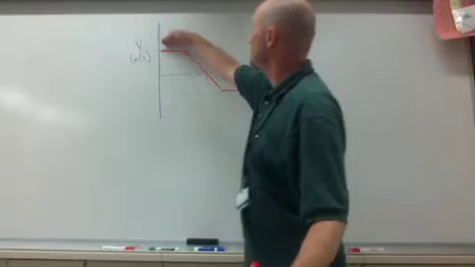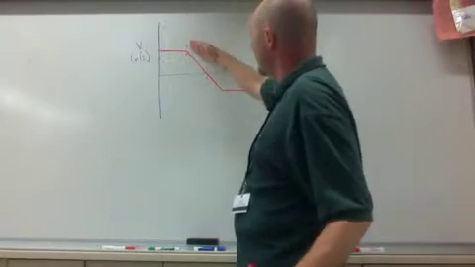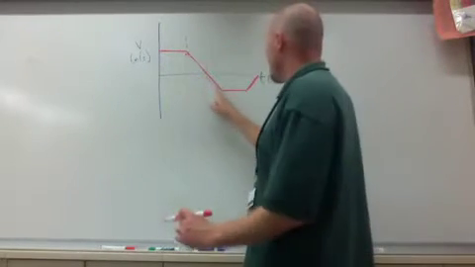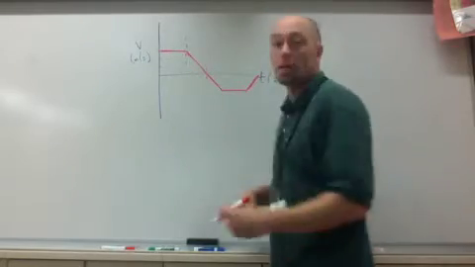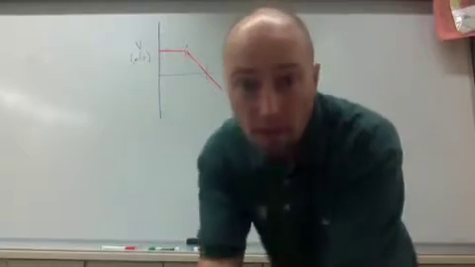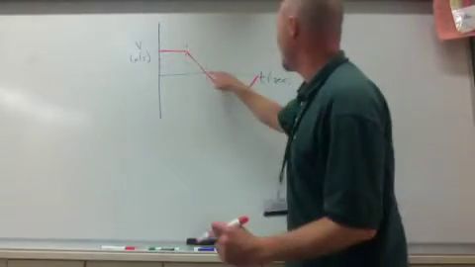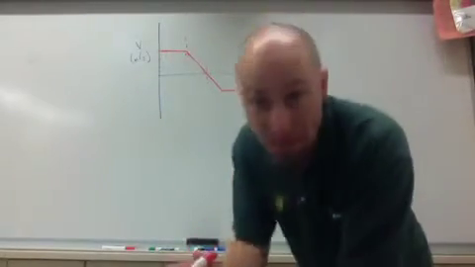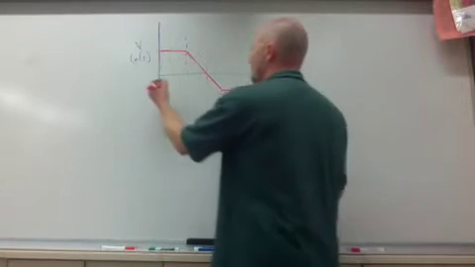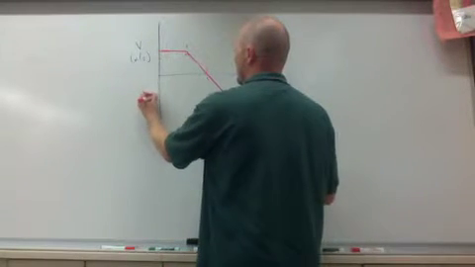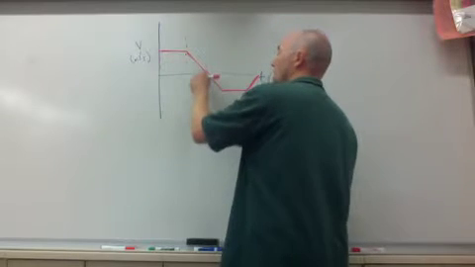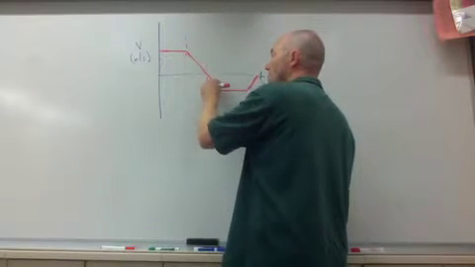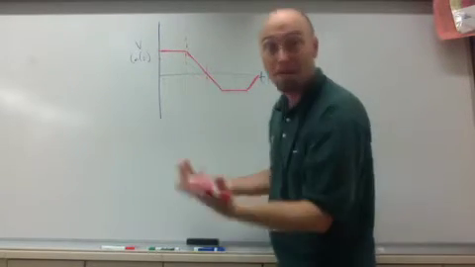So: forward at constant speed, forward slowing down, stop for an instant, and then I have this piece. What's going on in this piece? I am moving backwards. How do you know? Negative velocity. And in this case, I'm getting further from 0, so I'm speeding up backwards. It might help if I call this negative 1, negative 2: I'm going 0, negative 1, negative 2. Yeah, I'm speeding up backwards.